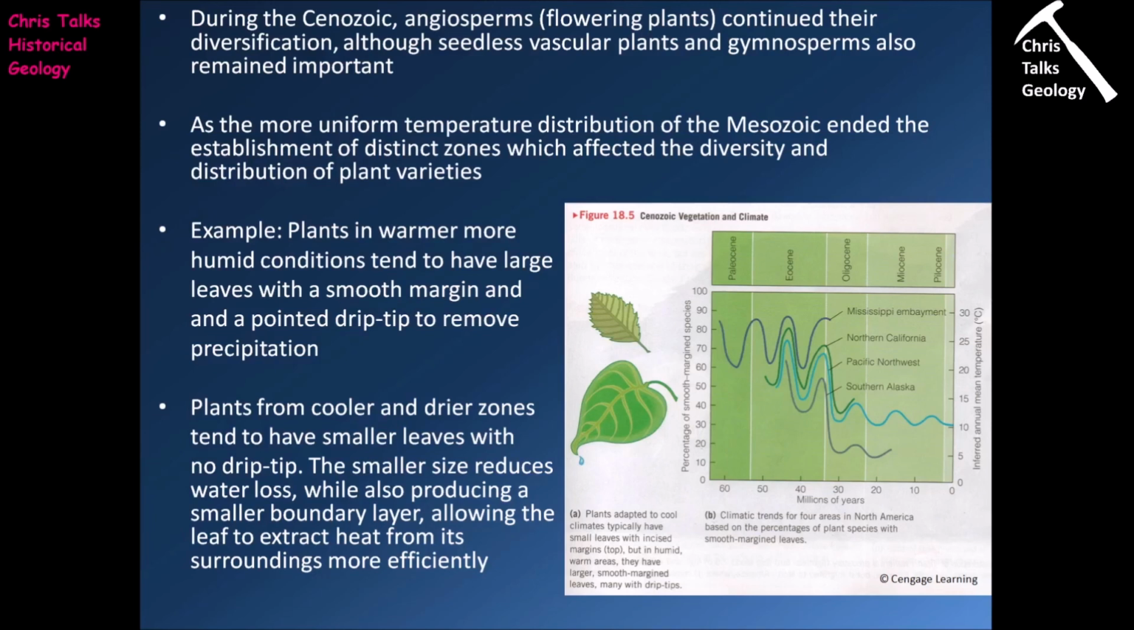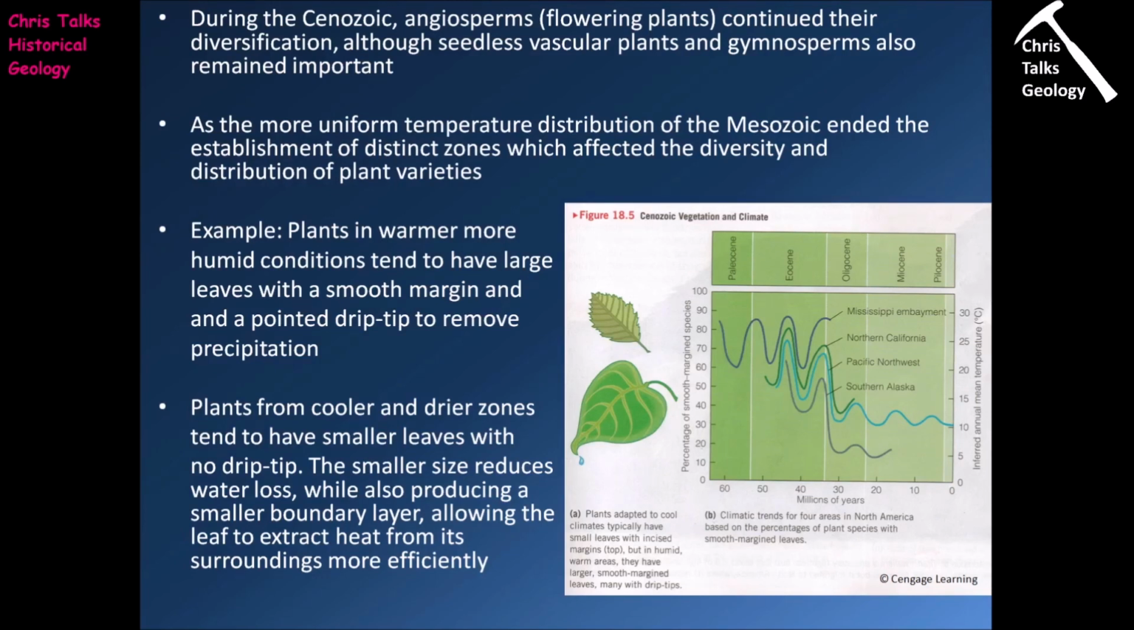Now, the seedless vascular plants and the gymnosperms are still important groups of plants, however their distribution is far more limited. So we've already discussed how seedless vascular plants are on the whole limited to environments which tend to be quite wet, whereas the gymnosperms are typically limited to environments which are now quite cold and dry. So think of environments like the coniferous forests of northern Canada and northern Russia.